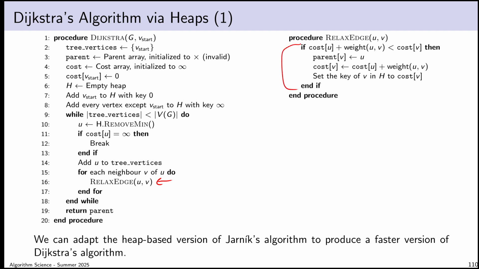It's pretty much the standard relaxation logic, except of course that I also have to do a key adjustment operation in my heap because I want to keep track of the cost of each vertex in a heap as opposed to just in a table so that it's easy to find the non-tree vertex with minimum cost at each step. And then line 10, where I actually find that vertex, becomes a remove min operation for a heap.